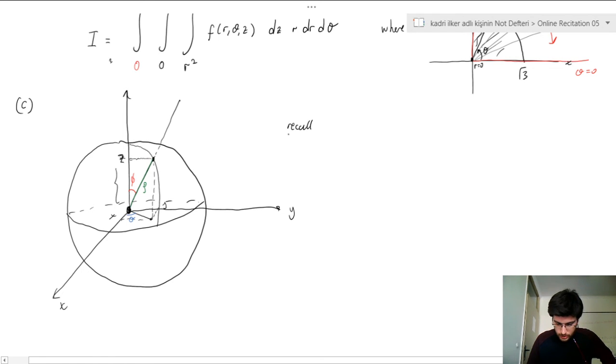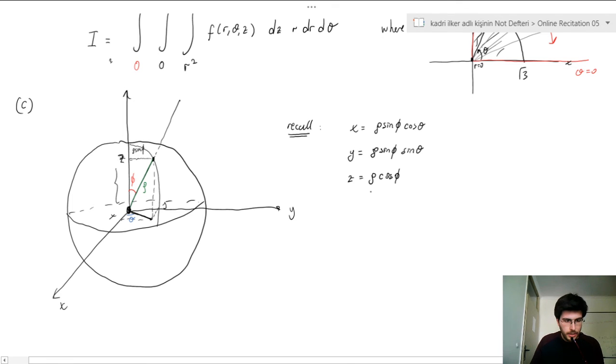And recall that, so let me write down clearly. In this new language, z is just rho times cosine phi, and therefore it's easy to see that this part is just rho times sine phi, and by multiplying cosine theta you end up with the x coordinate. Therefore we have something like this, and y is just rho times sine phi times sine theta, and z is rho cosine phi.